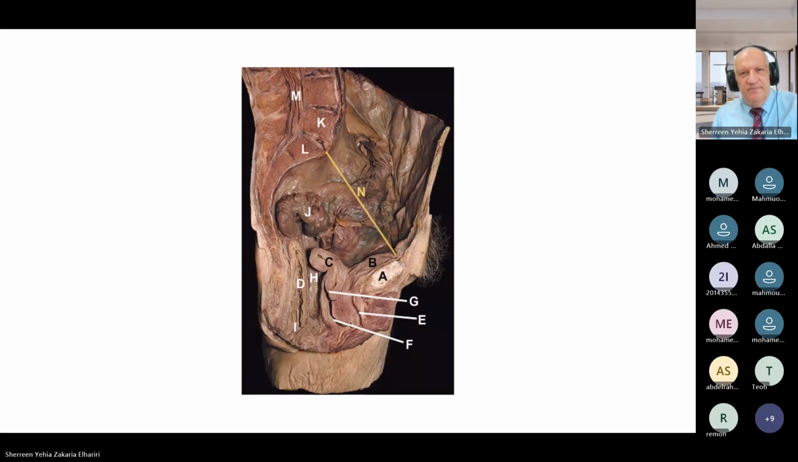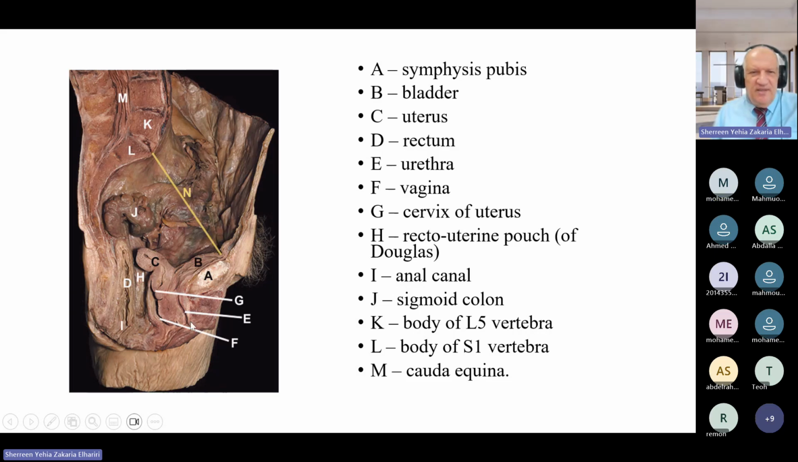M. What is M? The spinal cord, or it is lower, so lower. Yes, we see it, no problem. Filum terminale. Yes. All right. So again, you are correct.